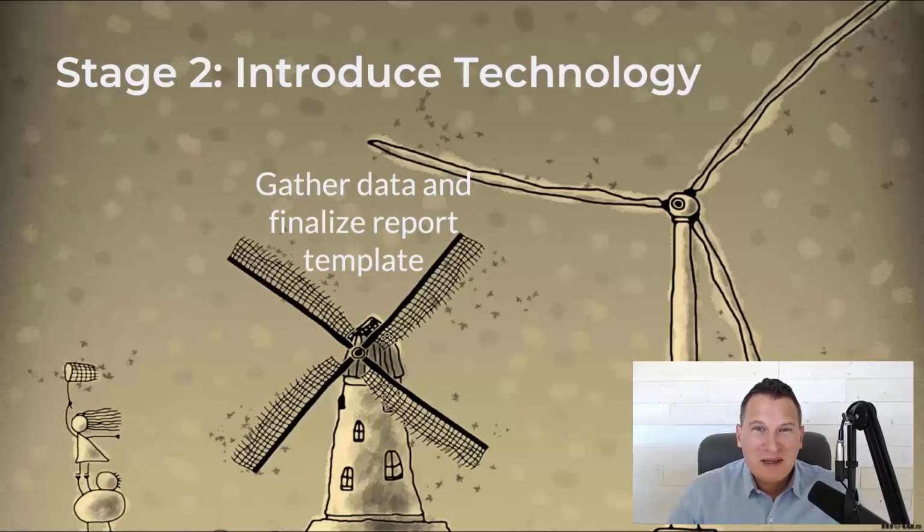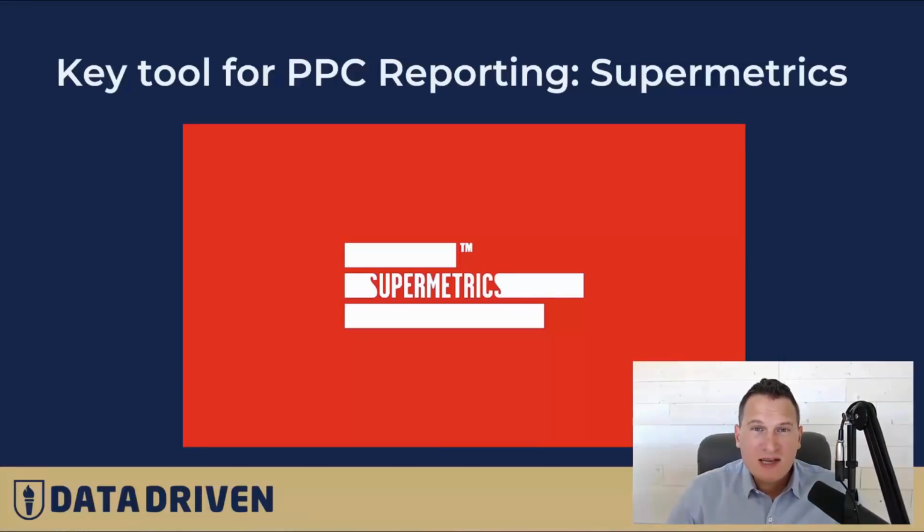Okay, now that we've gone analog, let's talk about introducing technology to this process. Now, there's a key piece of technology for making all this happen when it comes to consolidated PPC reporting, and that technology is called Supermetrics. As you can probably imagine, I'm a pretty big fan of Supermetrics.